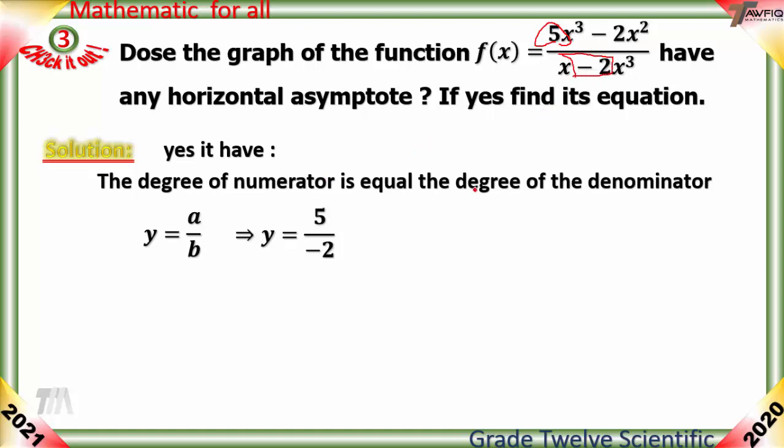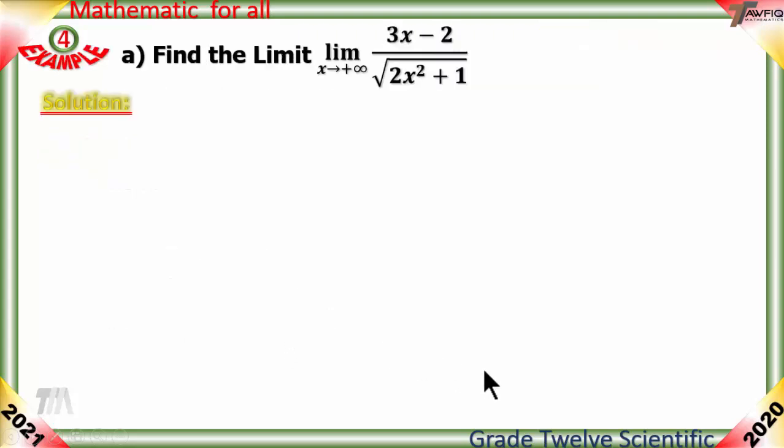B is minus 2. So y is equal to 5 over minus 2 is a horizontal asymptote, and the limit is equal to minus 5 over 2.